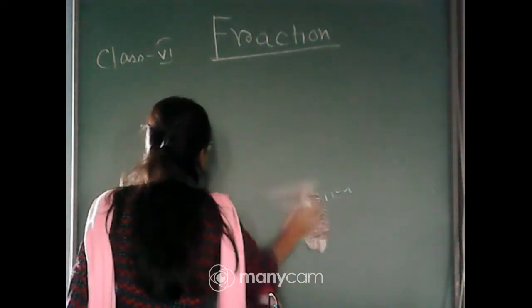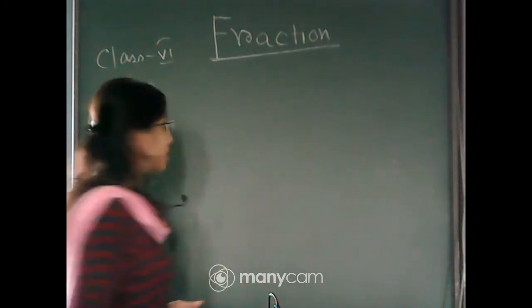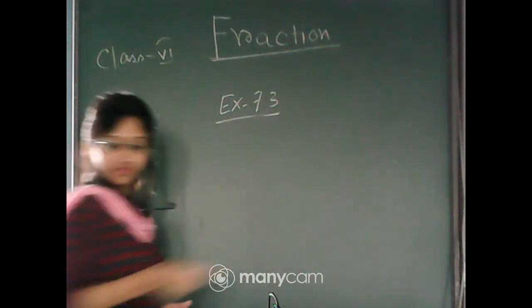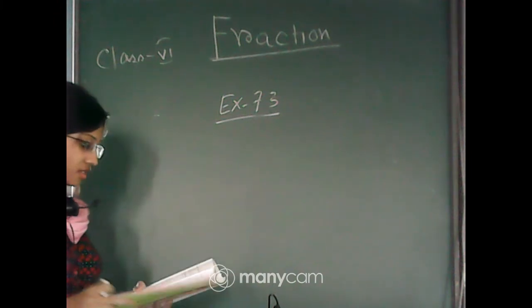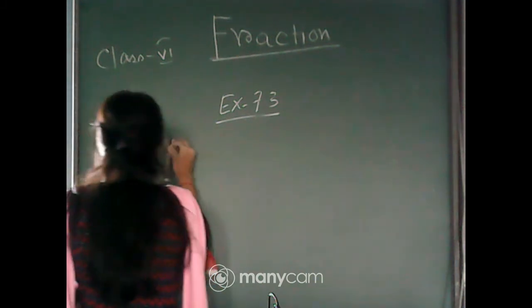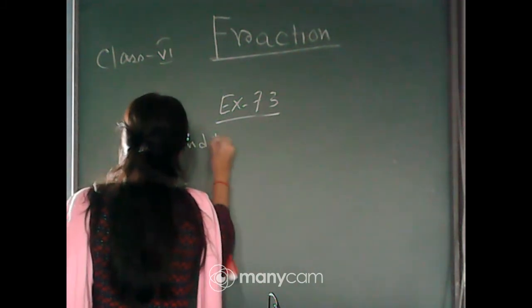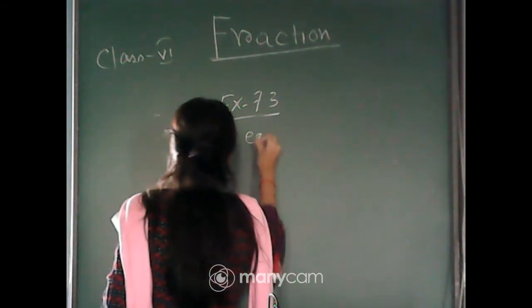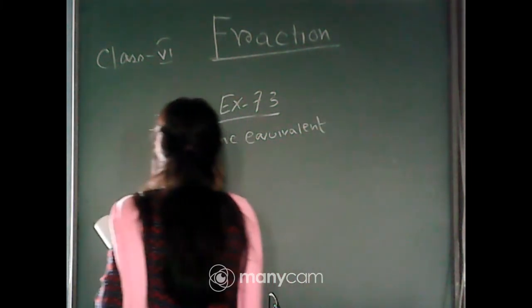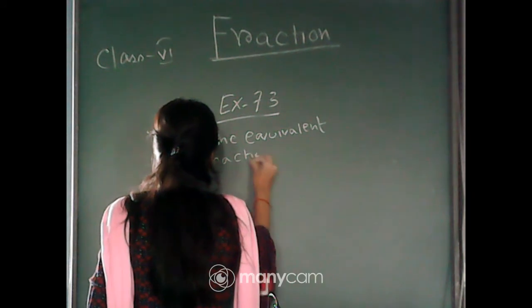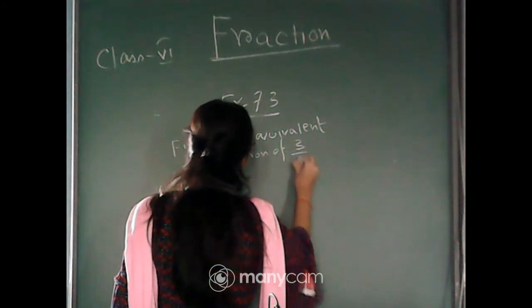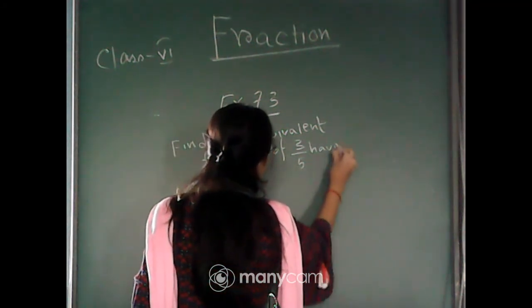Now we will do exercise 7.3. Find the equivalent fraction of 3/5 having denominator 20.